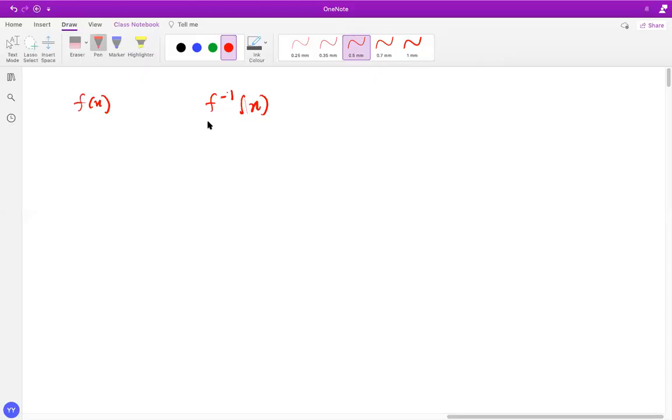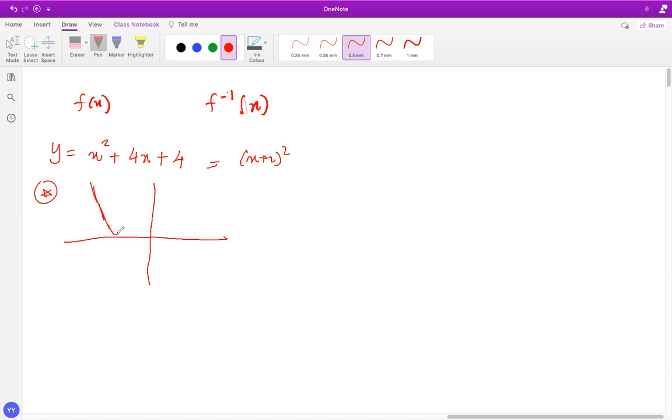So now what we'll do is take a simple example of a quadratic where we find the inverse of that quadratic. So let's say I have y equals x squared plus 4x plus 4. Now, the first question is to sketch this quadratic. When I sketch this quadratic, as we know, this is nothing but (x plus 2) the whole squared. And if I apply the transformation skill, it is the x squared graph shifted 2 units to the left.